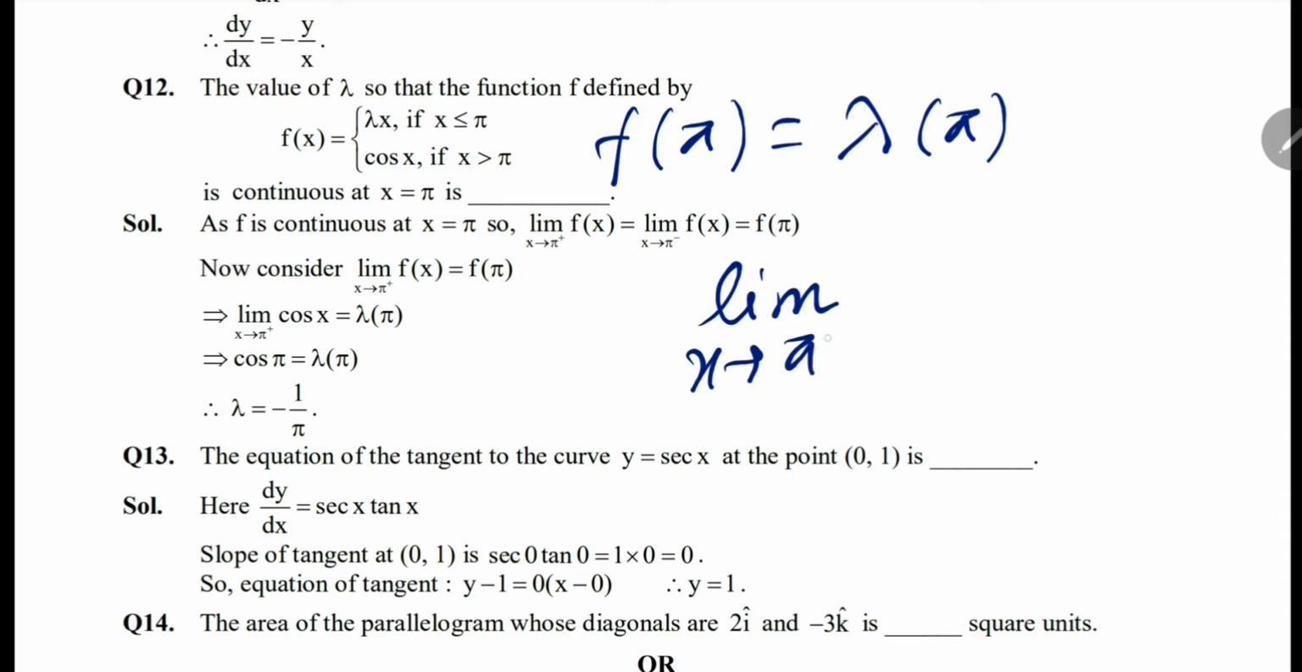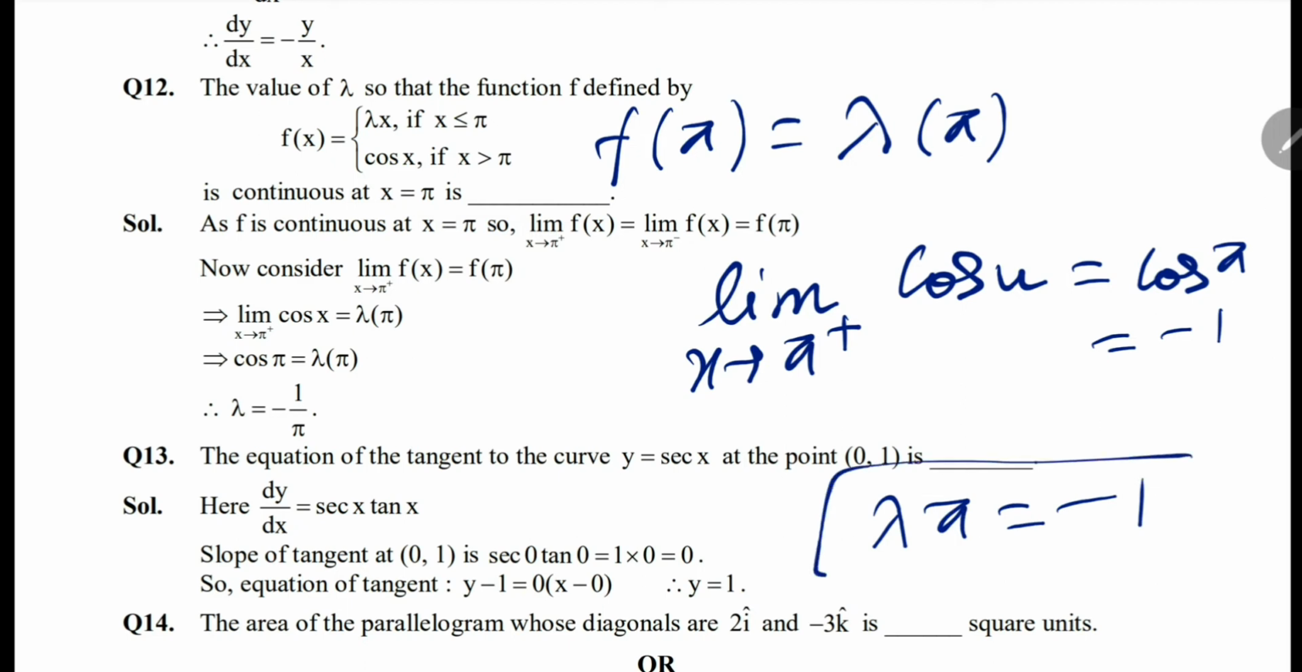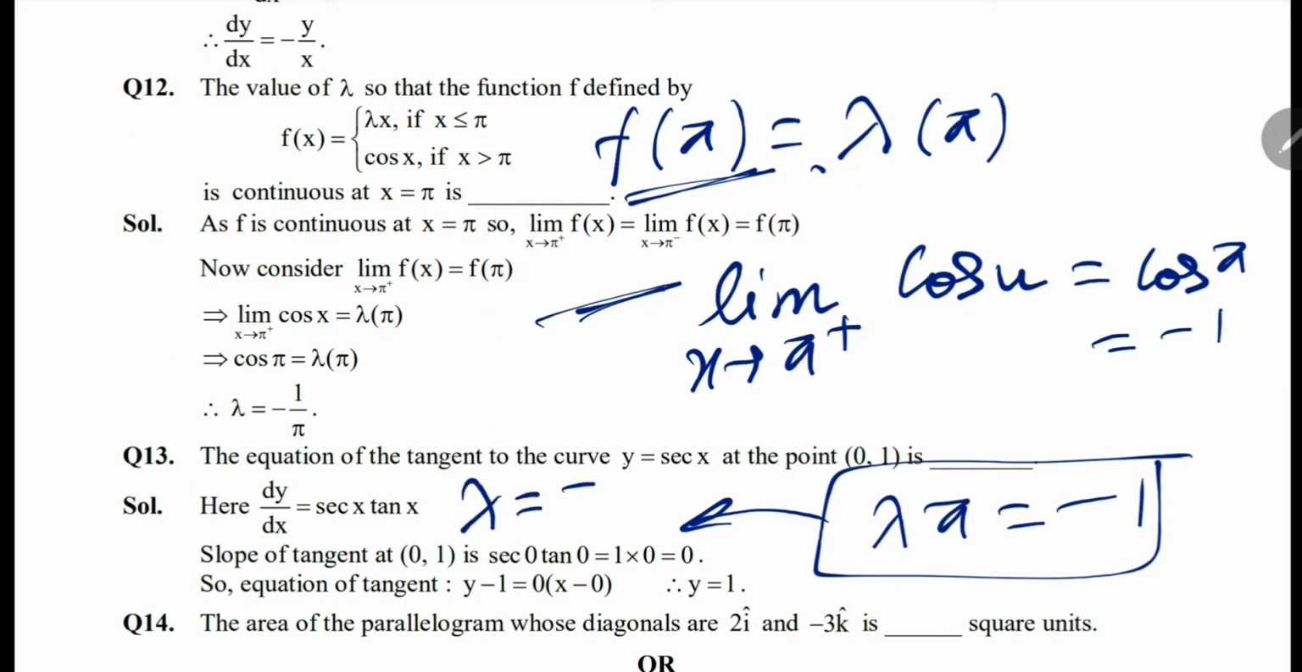RHL of this problem. So for that, the function will be cos of x, therefore cos of pi, which is actually minus 1. So lambda into pi must be equal to minus 1. f of pi must be equal to RHL, and that must be equal to LHL. We need not find LHL here. So on simplifying, lambda into pi equal to minus 1, you get lambda equal to minus 1 upon pi. So that is the answer of question number 12.